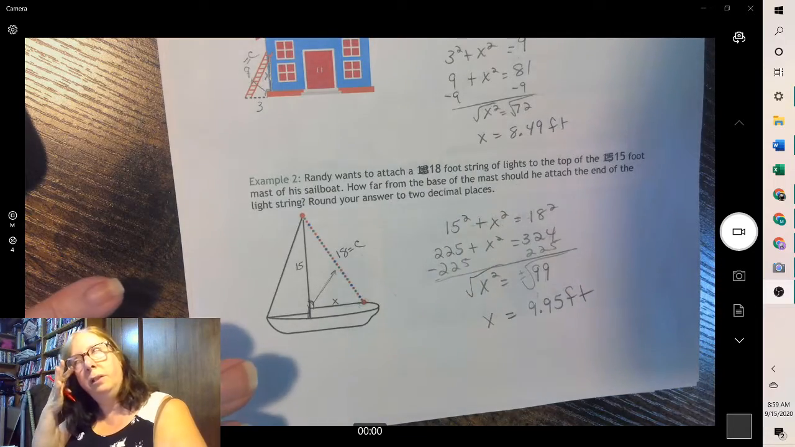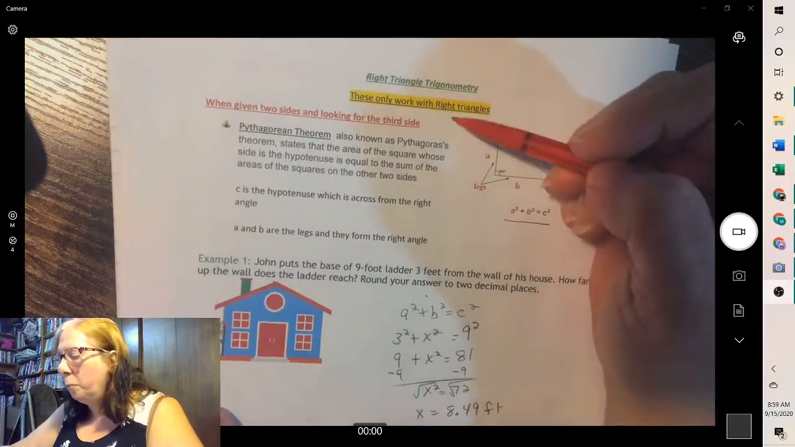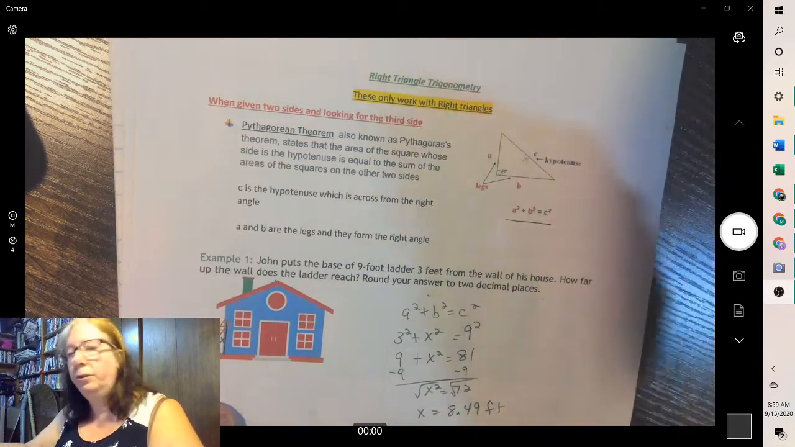So that is the right triangle when you have two sides and you're looking for a third.